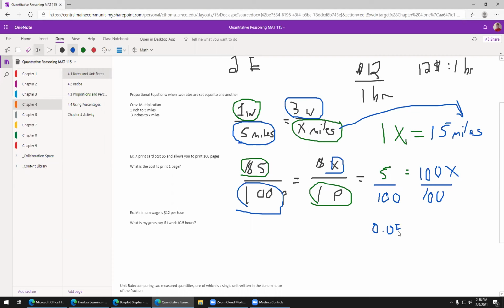0.05. 0.05 is X. And again, X is on money, so my symbol is $, so it costs 5 cents to print a page if you buy a print card. Now, again, if you have a method that works for you, use it, because I'm not going to say solve this problem using cross multiplication. I am just going to ask it just like this. A print card costs $5. It allows you to print 100 pages. What does it cost you to print one page, right?